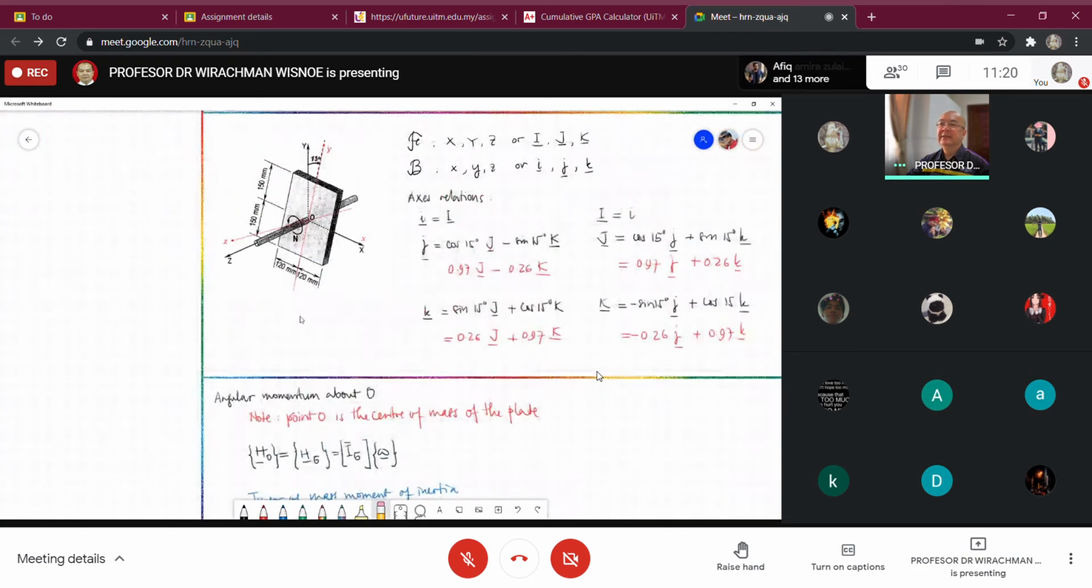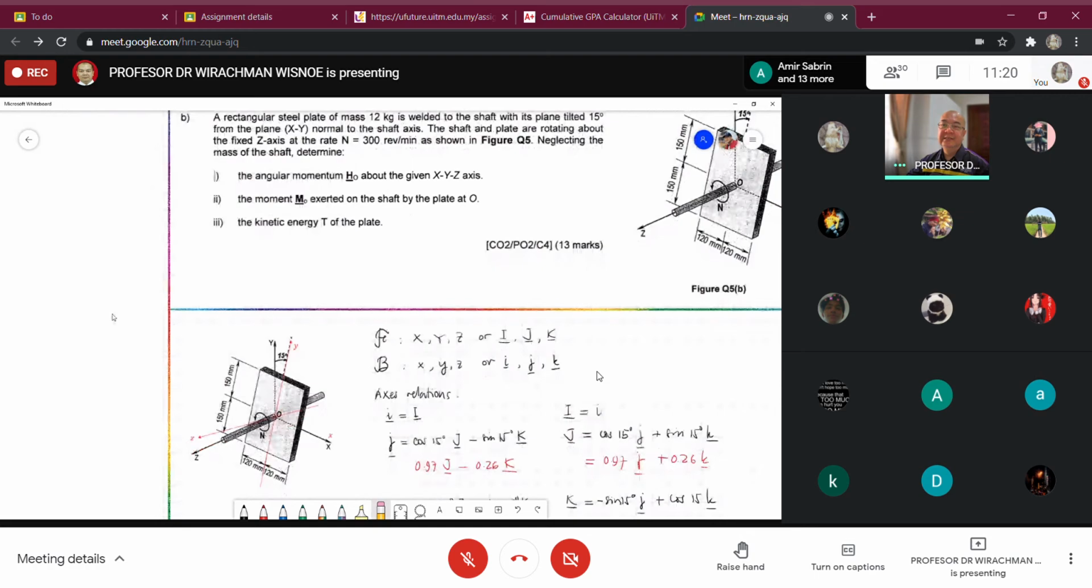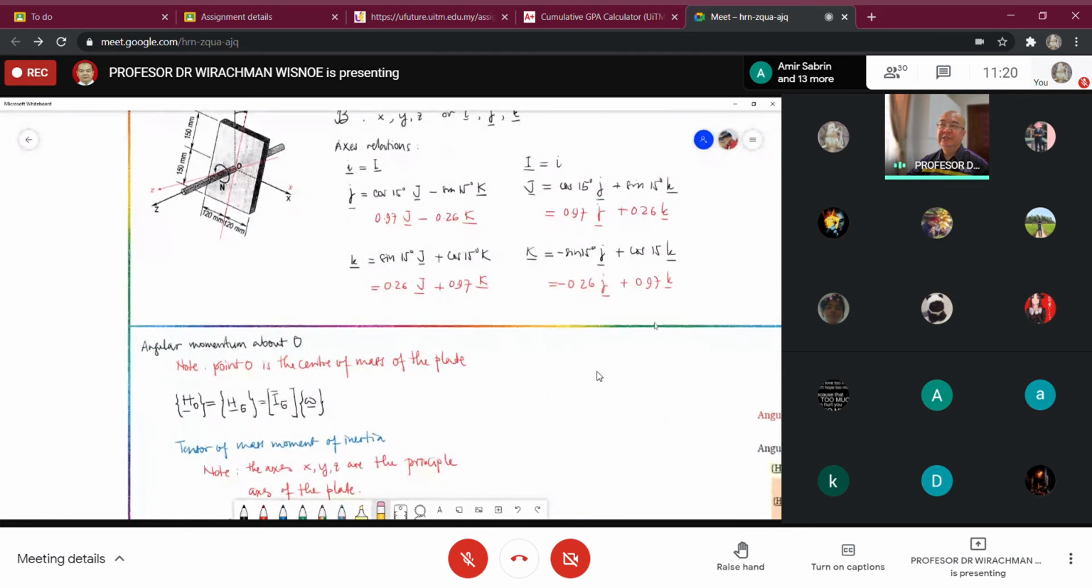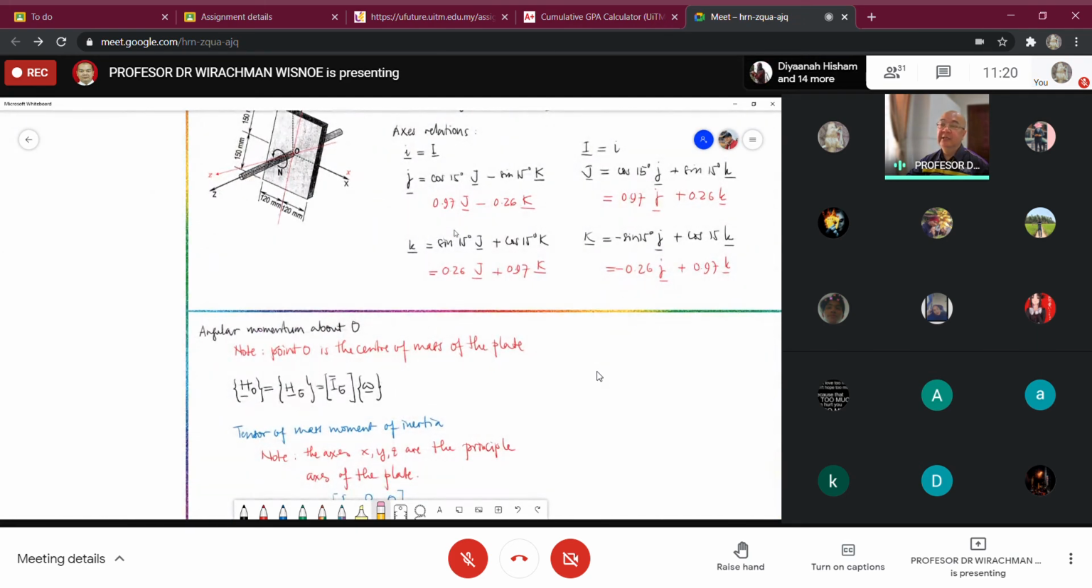Okay. The question asks for the angular momentum about the given capital XYZ axes, so I need to convert. How to convert? Using this relation, we have the small axes. If you find small j in your equation, multiply it with this and replace that j with this. If you have capital A, small k, multiply with this. Okay?